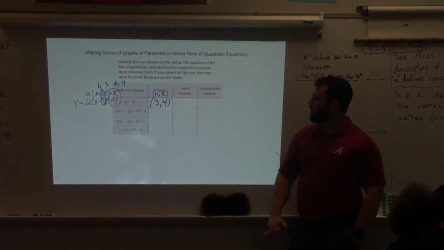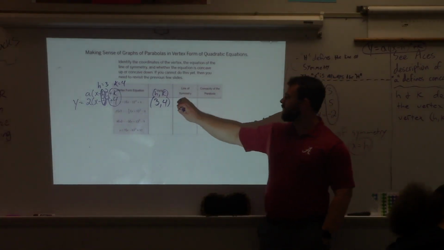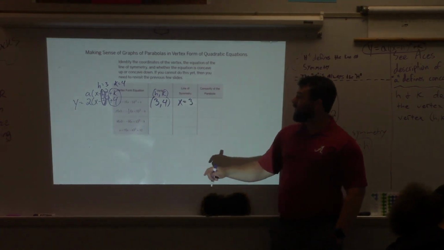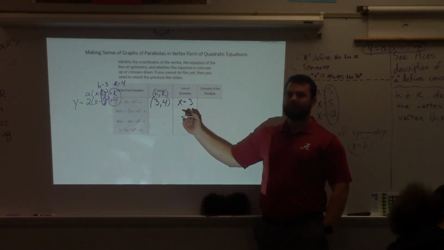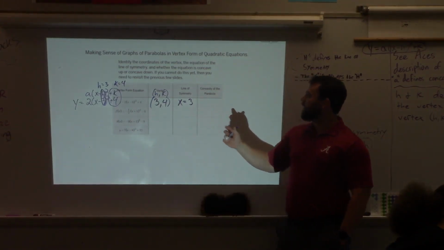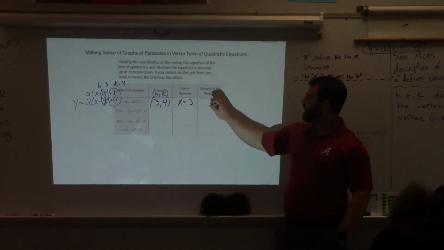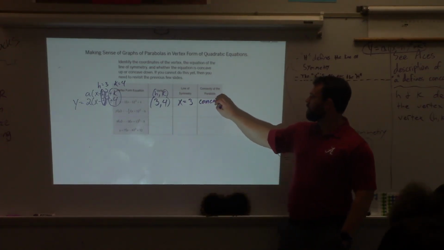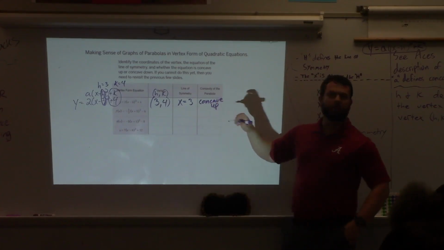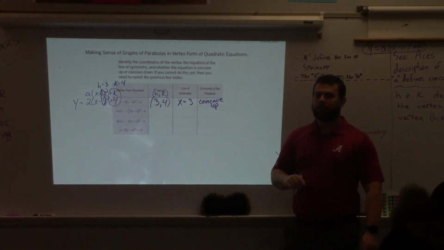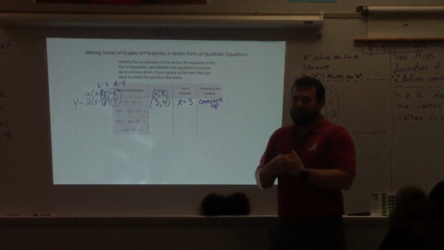What's the line of symmetry? X equals 3. We defined it yesterday as x equals h, and h is 3. What about the concavity? Up. Why is it concave up? Because the A is positive. Notice that's about the A. So notice we can identify these features.